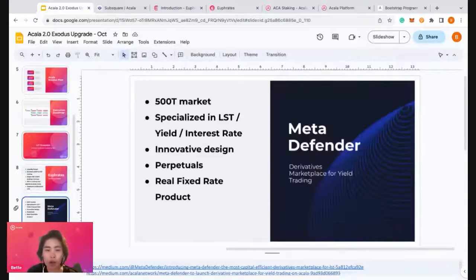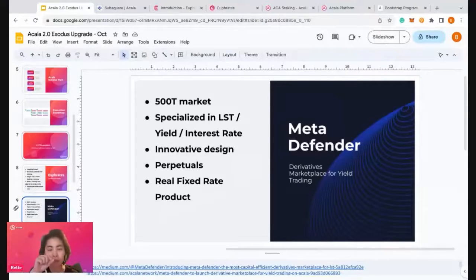The next project that I'll mention on the DeFi side is Meta Defender. Some of you might have seen the announcement, but I'll go into a little bit more of the intricacies of why this is interesting, at least for you to take a look. First of all, this is not your ordinary derivative market. You have GMX as a derivative marketplace. This is like a derivative market for interest rate markets.